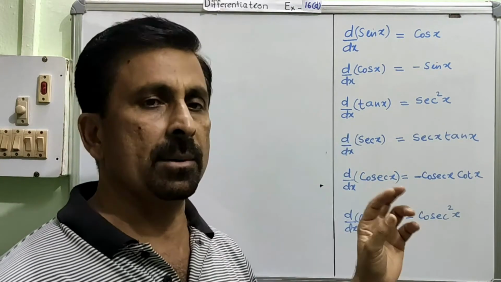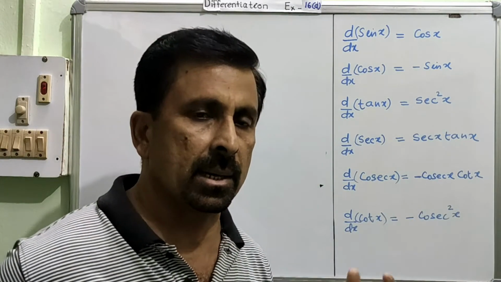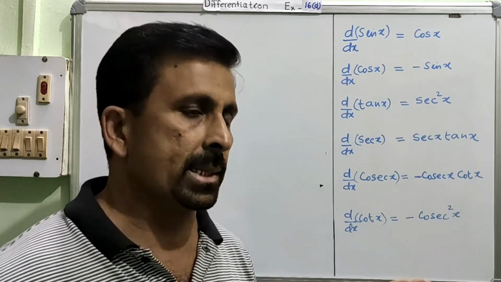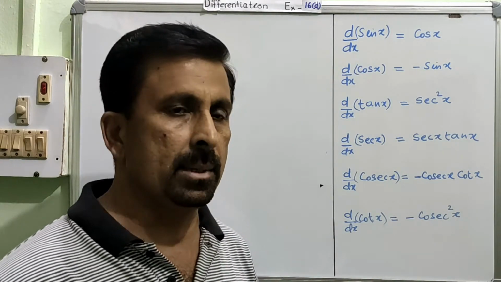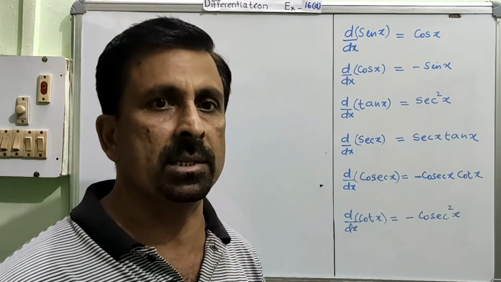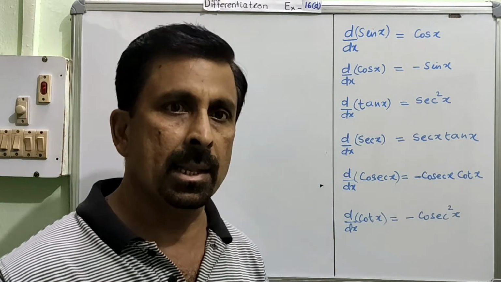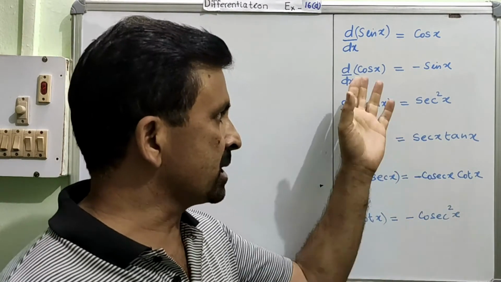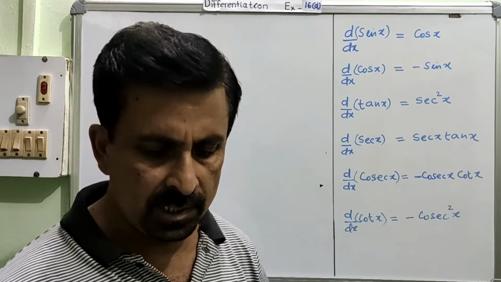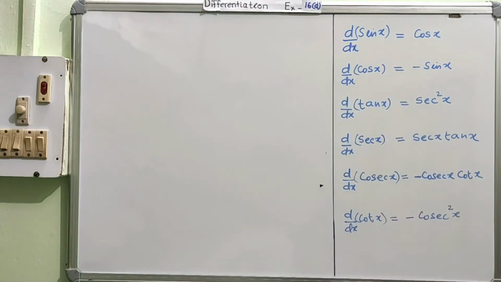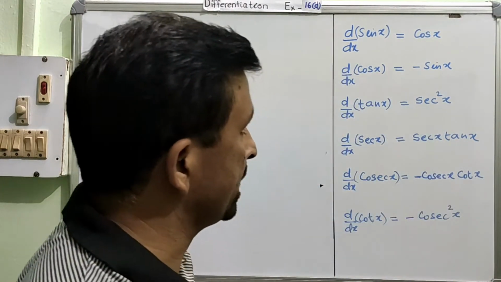So the derivative of some of the trigonometric functions is positive and of some it is negative. It's very easy to remember whose derivative will be negative. Any trigonometric function that starts with c, their derivative will be negative. So just keep this in mind and then we can start the exercise. Questions are very simple. I am very sure you will not find any difficulty.